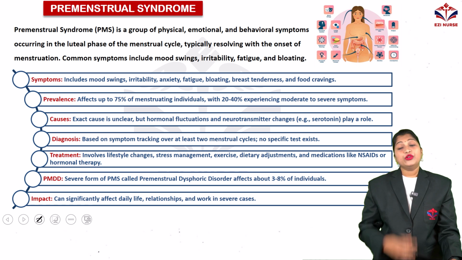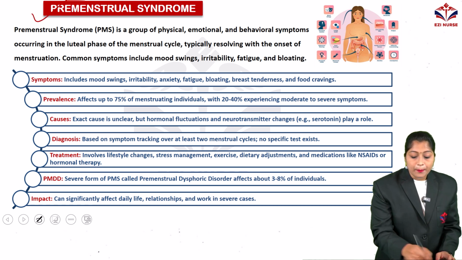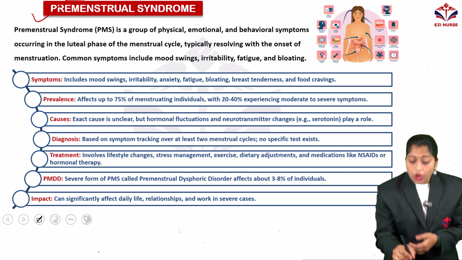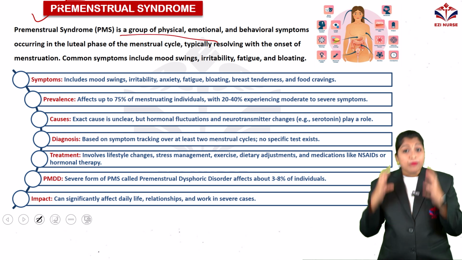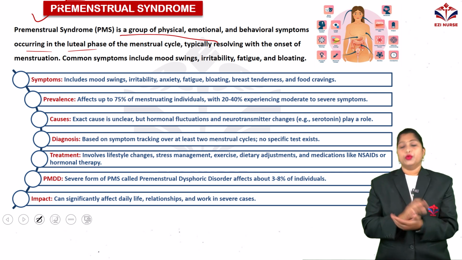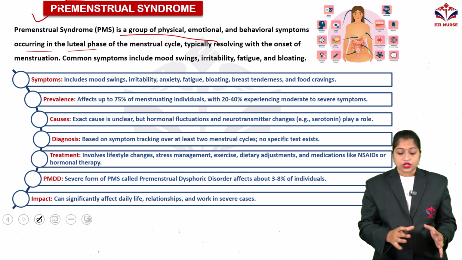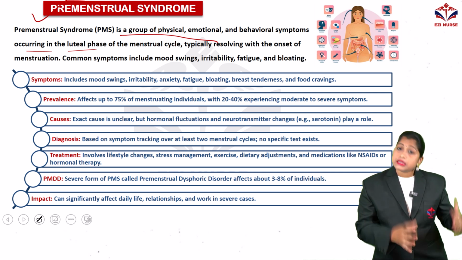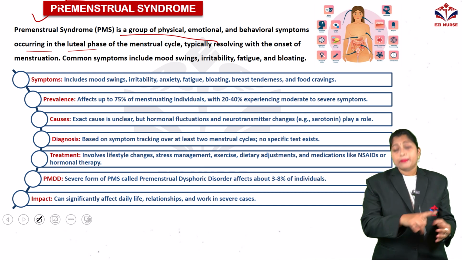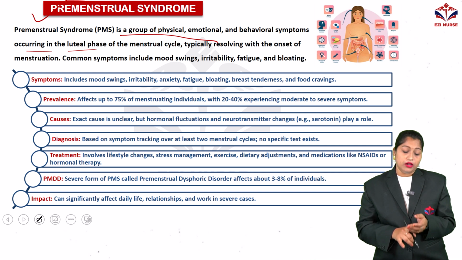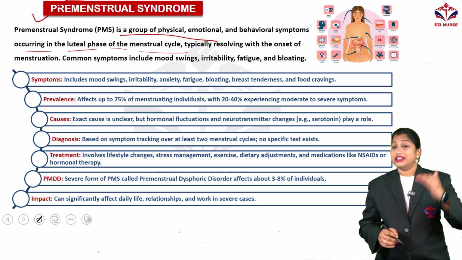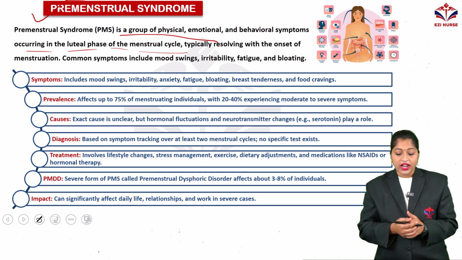So let's look at our second question, that is premenstrual syndrome. So what is this premenstrual syndrome? It is a group of physical, emotional as well as behavioral symptoms which occur in the luteal phase. As we just saw, in the luteal phase, the last stage of the menstrual cycle, there is a certain group of physical, emotional and behavioral symptoms seen in women. You can see these kinds of changes especially in the last stage of the menstrual cycle.